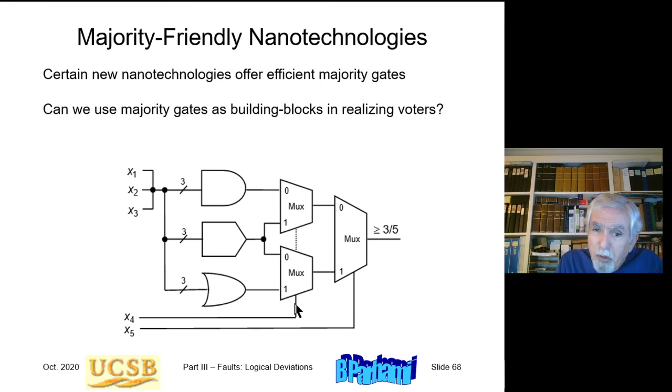On the other hand, if both of these are 1s, then I already have 2 1s. I need just 1 1 among the other 3 to exceed this threshold of 3. So that's why I have an OR there. On the other hand, in the other two cases, when one of these is 1, the other is 0, then I have 1, 1 here. I need 2 1s among these. That's why I have a majority gate here.